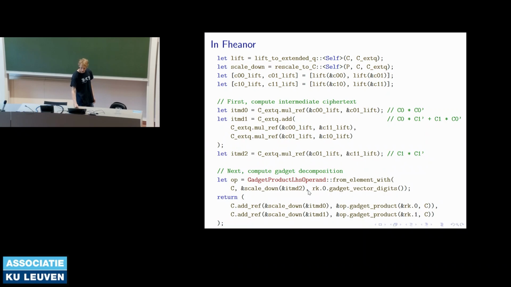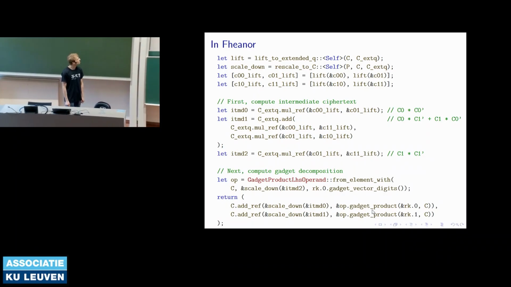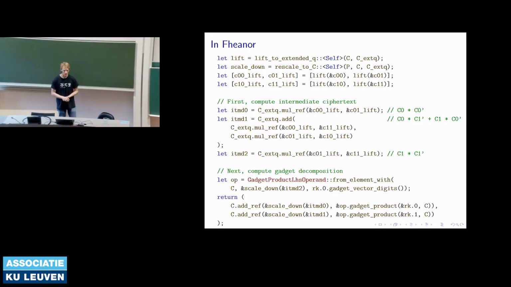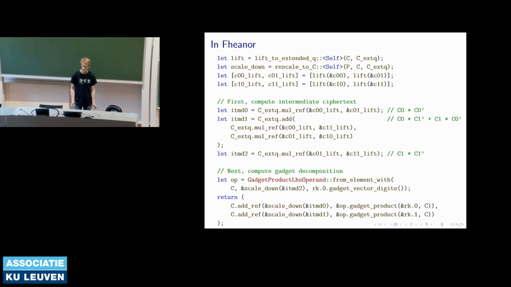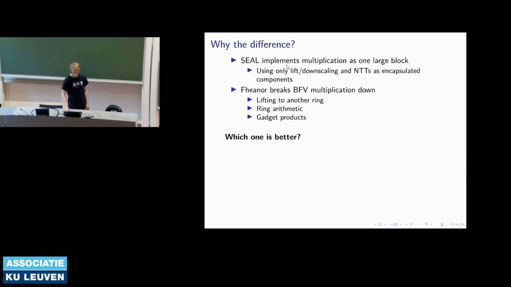But you see the scaling down, which refers to the scaling by T over Q, is done here. We have the addition, we have the inner product. So in a sense, this is simpler. Even though, of course, a lot of the logic is not done, but just done somewhere else, encapsulated behind some of these functions here, like gadget product or the lift functions.